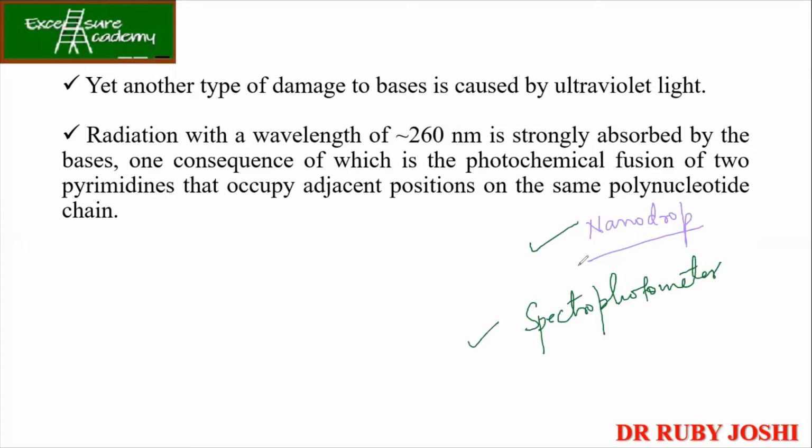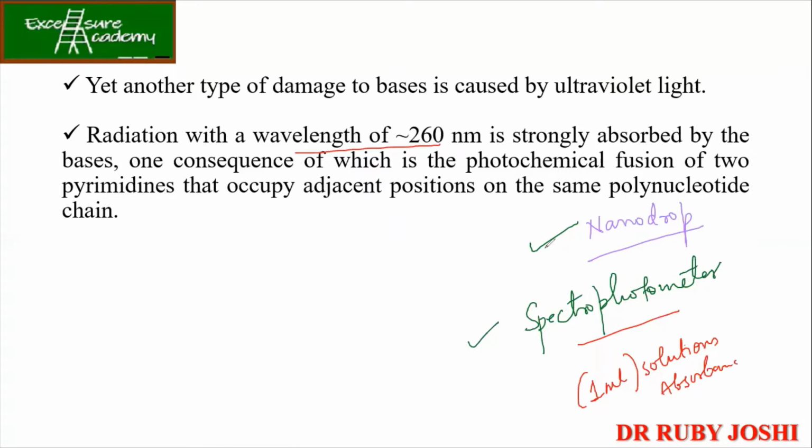So nanodrop is like a spectrophotometer, at least 1 ml of solution is required in order to check the absorbance. Mainly the spectrophotometer is used for your protein samples, but you can also check DNA. Of course, you just need to change the wavelength. So we know that for DNA, it is 260 nanometer, right? Because that is strongly absorbed by the bases.